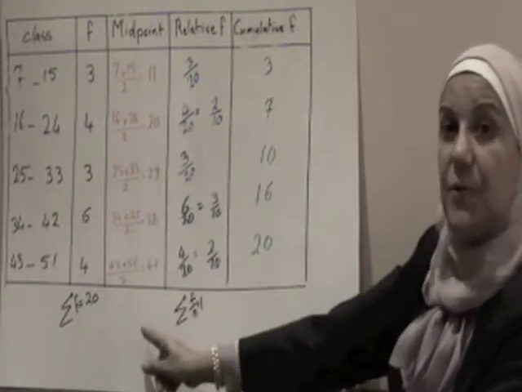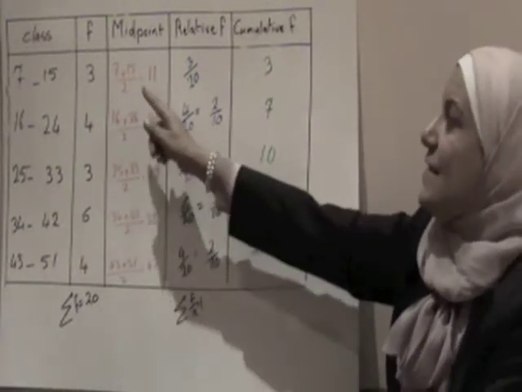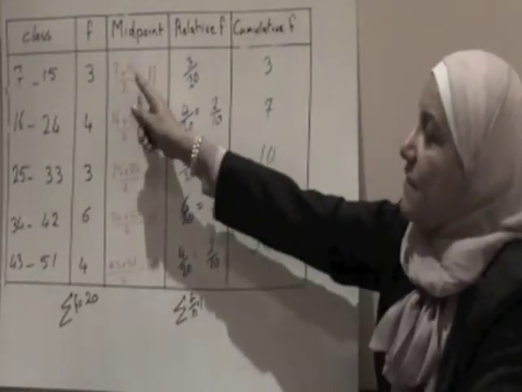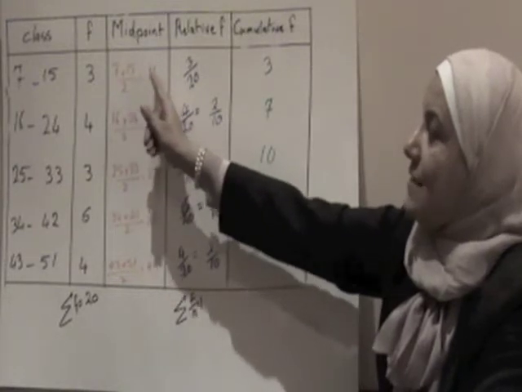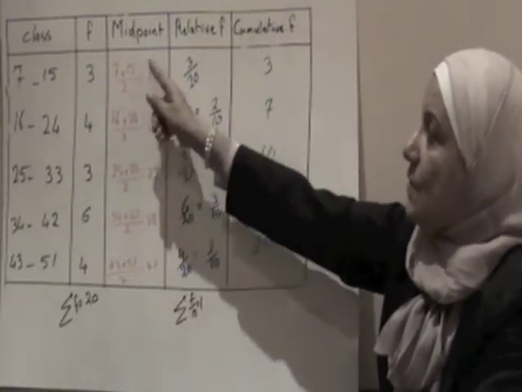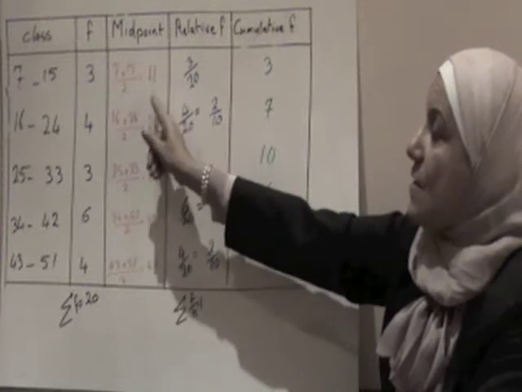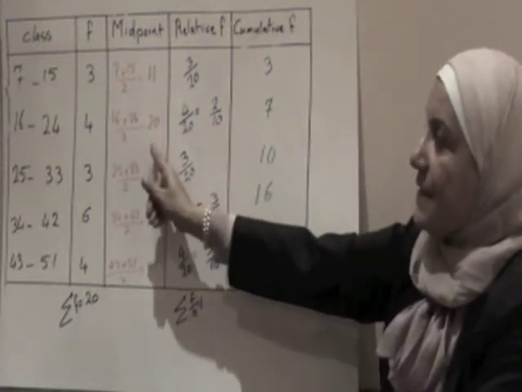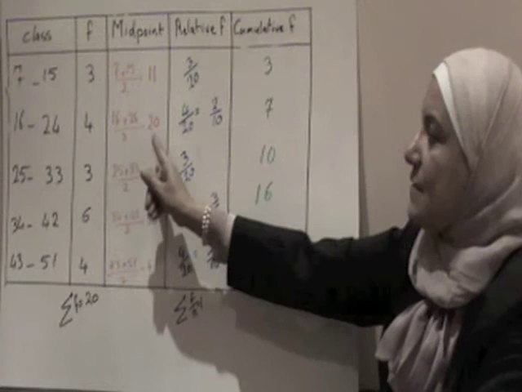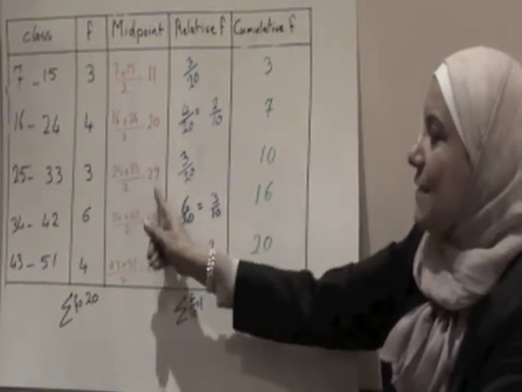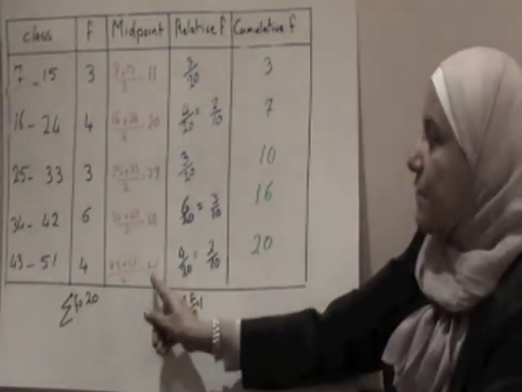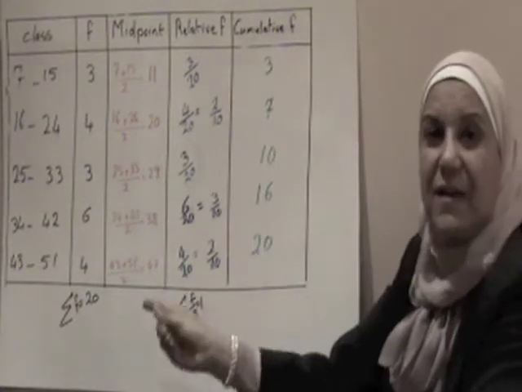What about my midpoint? My midpoint is 7 plus 15 divided by 2, which makes 11. So my midpoint here is 11. For the next class, my midpoint is 20. Third one, 29. 38, 47.